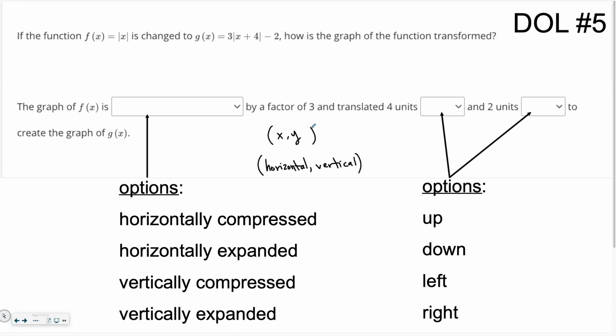What am I trying to point out? That if it's horizontal, you're changing X's. If it's vertical, you're changing Y's. So I just want to put that up there, just so if you forget, that's how you think through it. Just alphabetically, X comes before Y, H comes before V. The H, the horizontal, goes with X, vertical goes with Y.